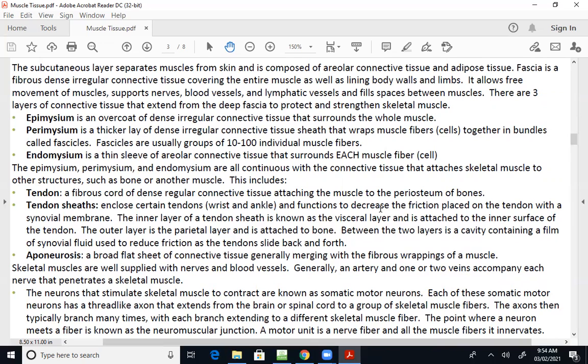Three layers of connective tissue extend from the deep fascia to protect and strengthen our skeletal muscles. Those are the epimysium, the perimysium, and the endomysium. Anytime you see mys or myo, that should be a direct indicator that we're talking about muscle. We see that in the middle of each of these words.